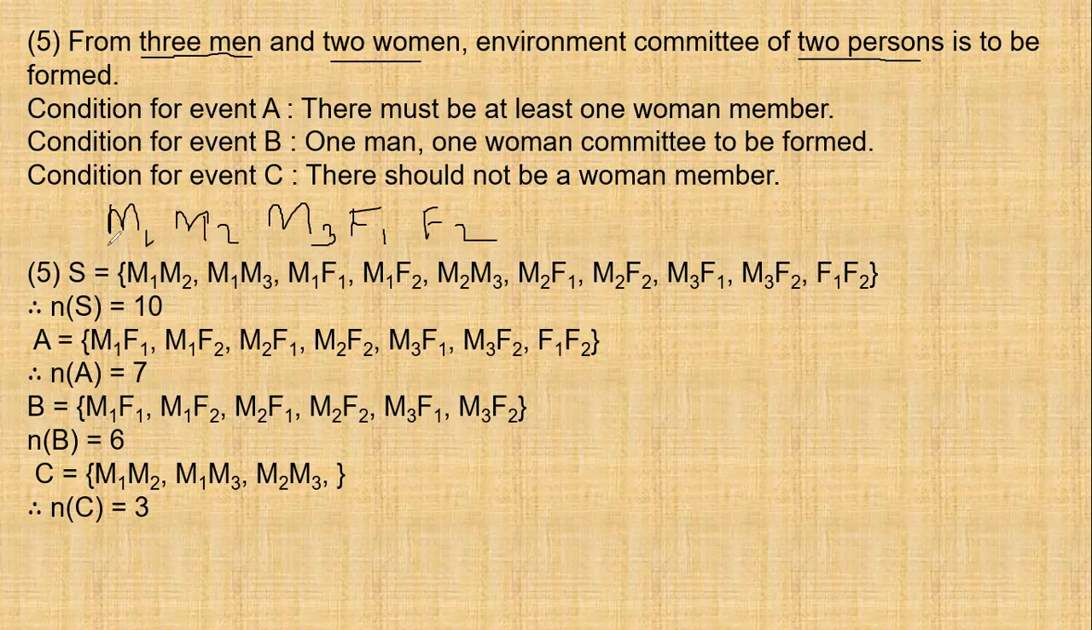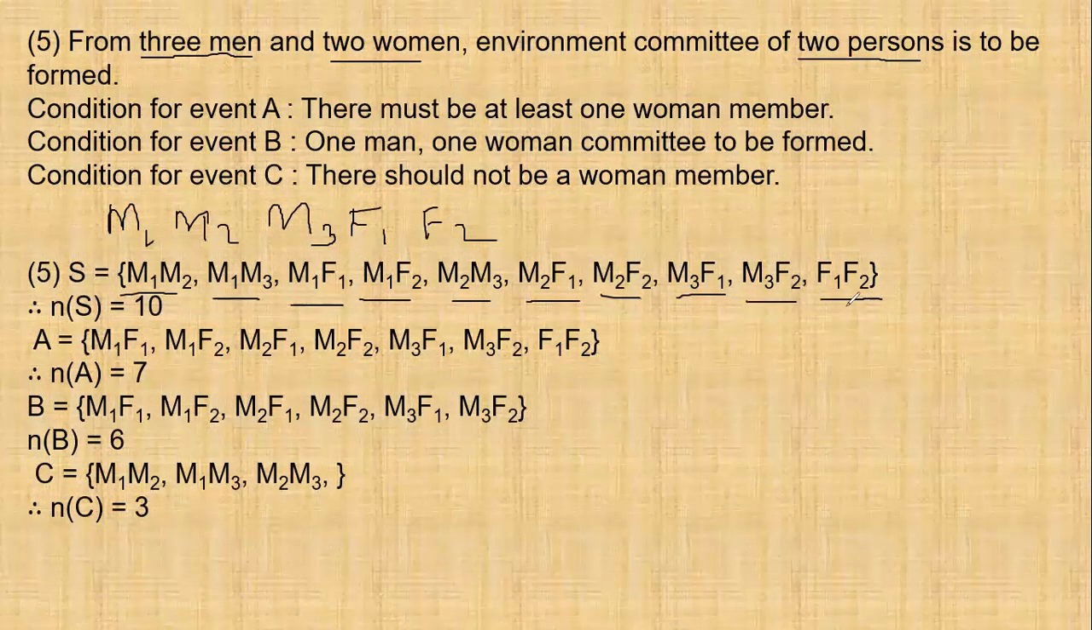So that is M1 M2, M1 M3, M1 F1, M1 F2, M2 M3, M2 F1, M2 F2, M3 F1, M3 F2, F1 F2. Like that, total 10. That's the sample space.